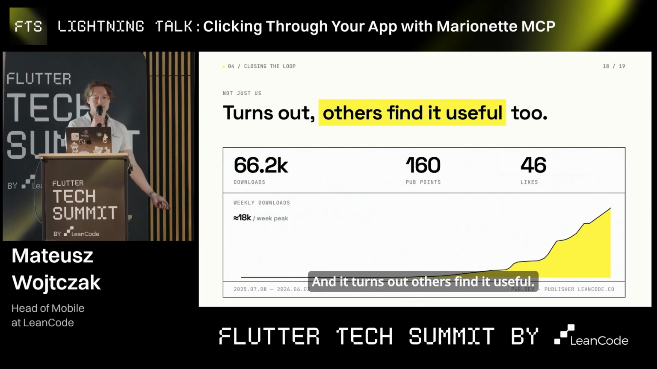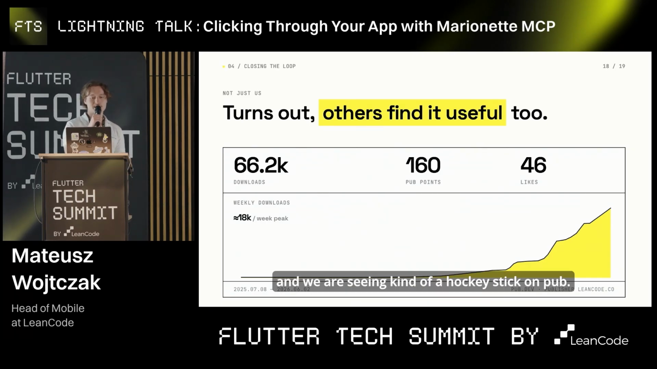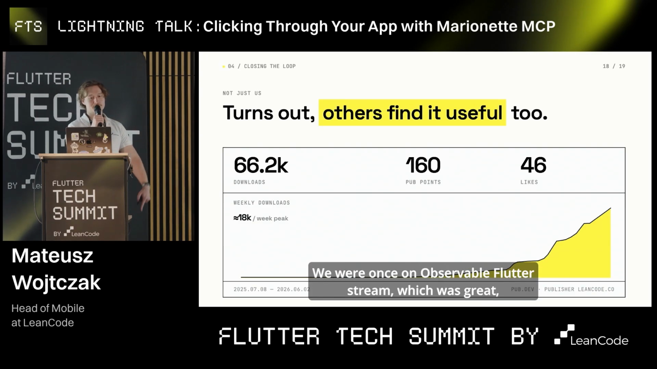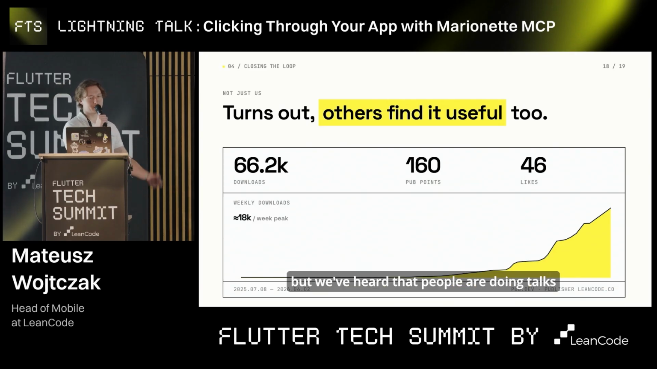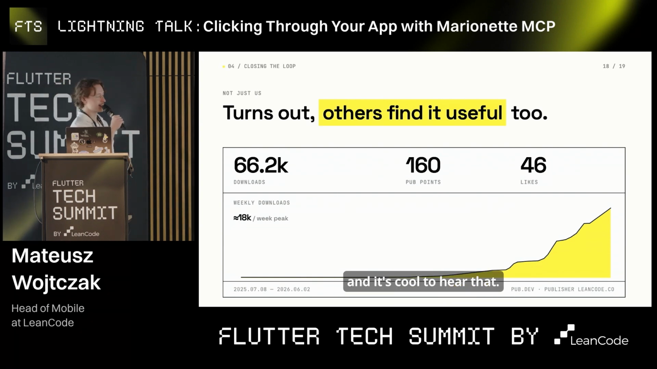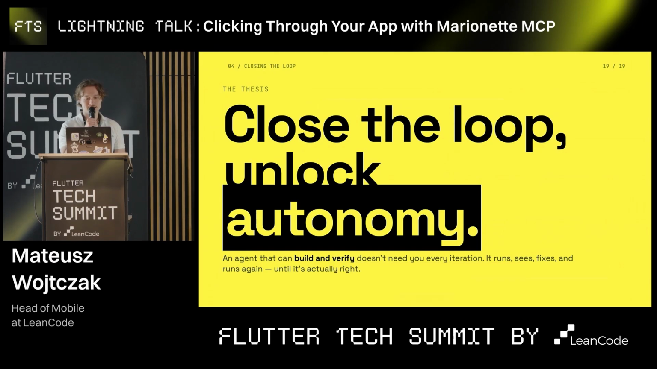And it turns out others find it useful. We started, I think, in the beginning of this year, and we are seeing kind of a hockey stick on pub. So it's pretty nice because we didn't do any strong marketing. We were once on Observable Flutter stream, which was great. But we've heard that people are doing talks about Marionette already at some other conferences, and it's cool to hear that. Yeah, so the thesis is close the loop and unlock autonomy.